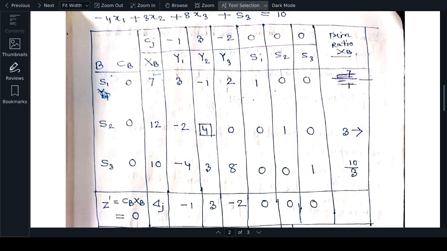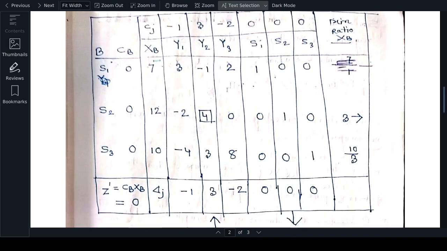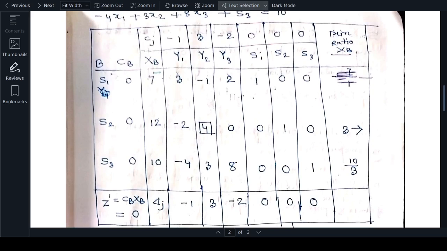So we find out the minimum ratio. This y2 column is our incoming vector. This is clear. Here only 3 is positive, so we do not need to check which delta j is larger. Only one is positive, so there is no problem. So here y2 column is our incoming vector. You see I have given the incoming arrow symbol. Next our aim is to find out the minimum ratio.